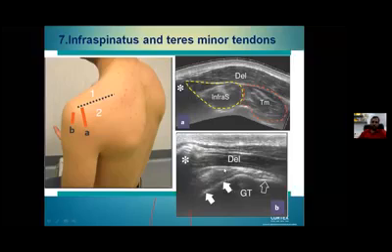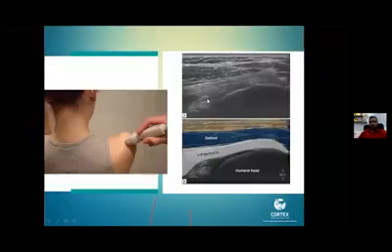You can assess this, and you can assess the long axis view of the infraspinatus also by just keeping the probe below the spine of the scapula and moving it parallel to the spine of the scapula laterally. You can see the humeral head, and above that is the infraspinatus tendon, which is joining to the greater tubercle.